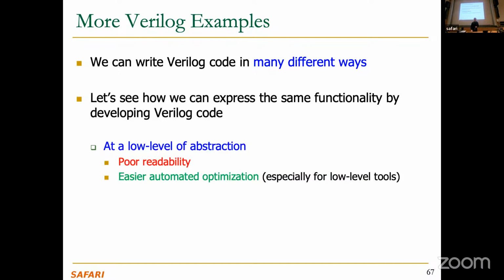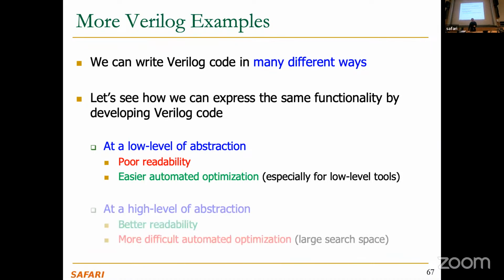Again, we're going to stay simple. You can have a very low level of abstraction that has poor readability in general, but this eases the automated optimization and synthesis, especially for low level tools. Or you can have a high level abstraction. This is great for readability, and usually it leads to more difficult optimization because it creates a huge search space for low level tools to optimize.